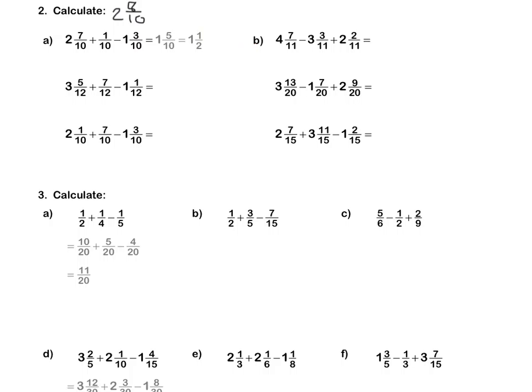Let's do B together. Get out your pens. For our first part, our 7/11 is bigger than 3/11, so we can do it separately. 4 minus 3 is 1. 7/11 minus 3/11 is 4/11. Then we still need to add. And our final answer is 3 wholes and 6/11. Press pause to complete the rest of question 2 by yourself.